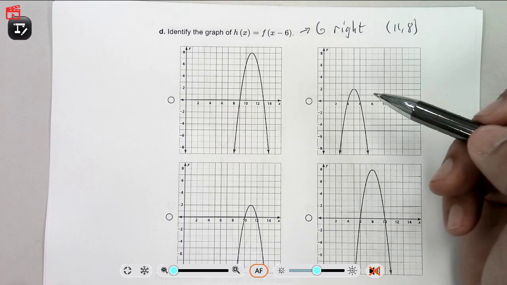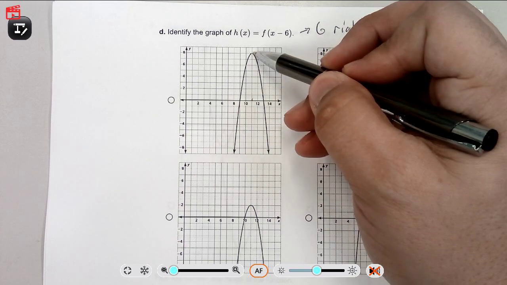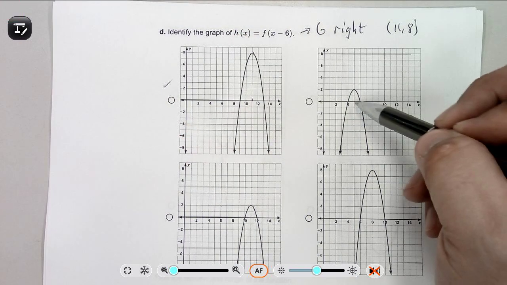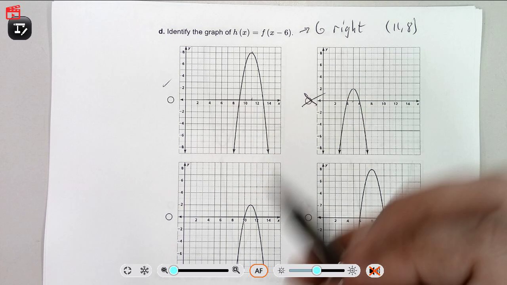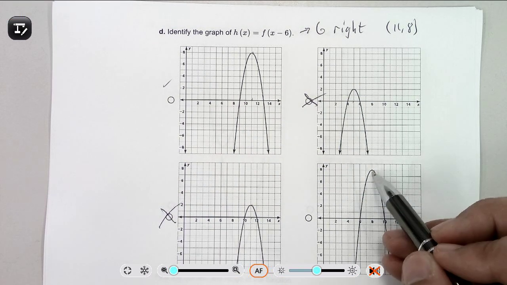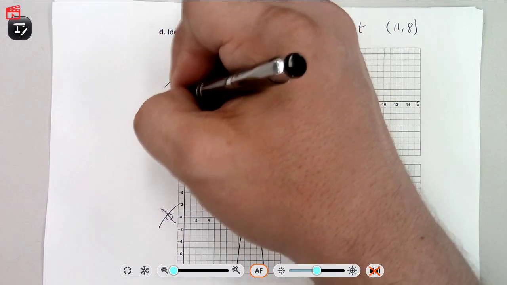So let's examine 11, 8. Well, let's just double check the rest to make sure. That's 5, so that's not it. This is 11, 2. That's not it. This is 8. Nope, that's not it. It has to be this one.